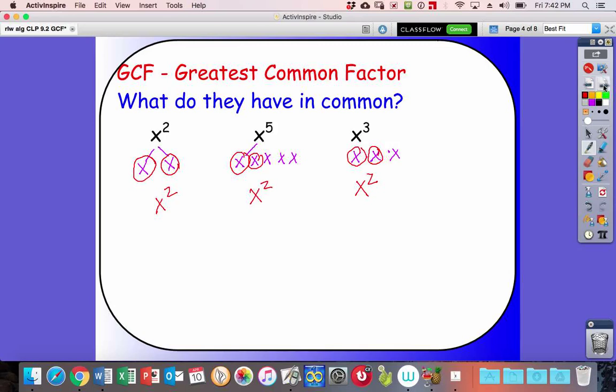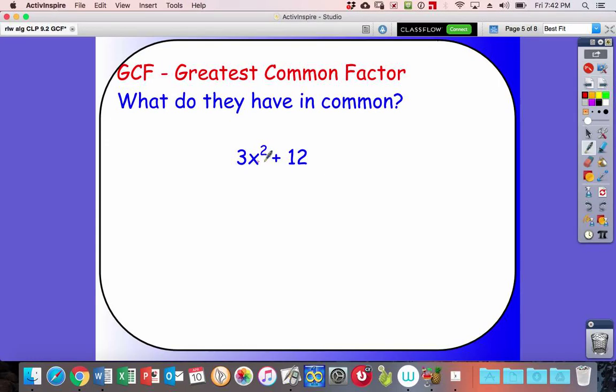Let's try one more. Okay, now I'm going to combine them. And when I combine them, I'm going to look at the 3. I can't break down the 3 anymore. It's a prime number. I can break down the x into x and x. That 12, well, it's 2 times 6, and then the 6 is 2 times 3.